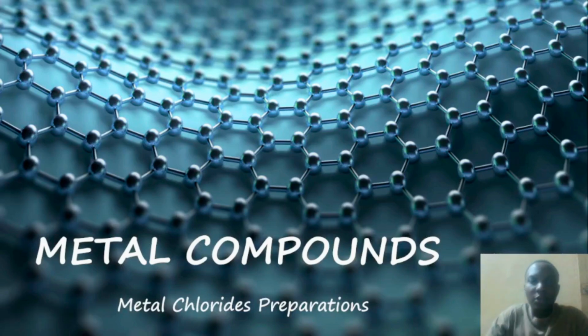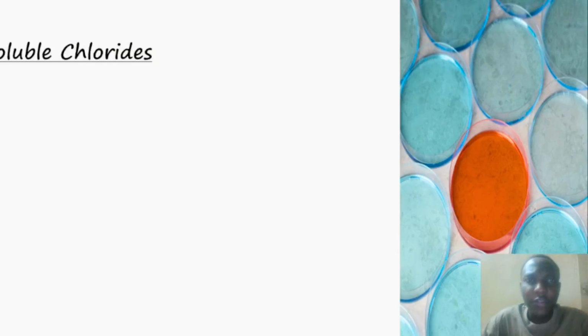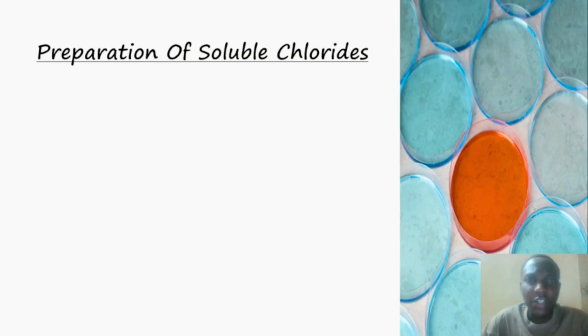Our chapter is metal compounds, or compounds of metals, and we're discussing the preparations of the metal chlorides. In our previous session, we discussed the preparation of the metal chlorides by the direct method. In this session, we'll discuss more preparations of the metal chlorides. We'll start with the preparation of the soluble chlorides.